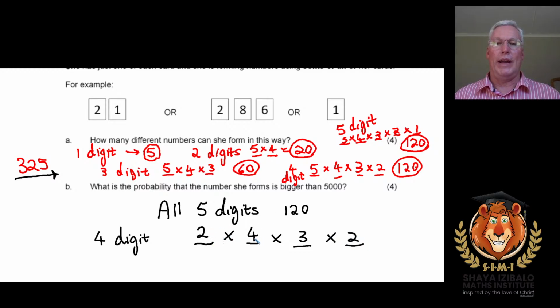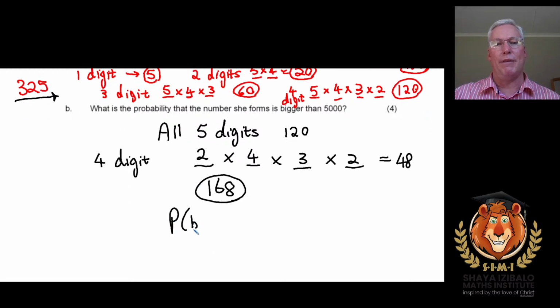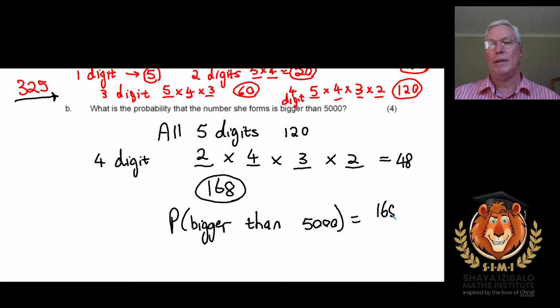And this comes to 8, 24, 48. And so, in fact, there are 168 numbers that she can form that are bigger than 5,000. So the probability of being bigger than 5,000 is going to be 168 out of our 325, which comes to about 51.7%.